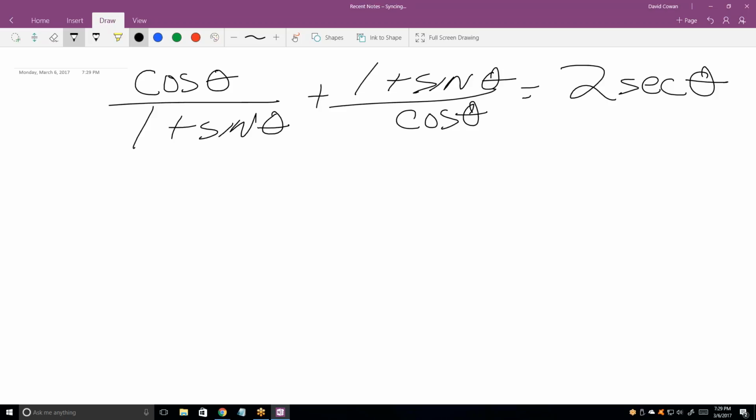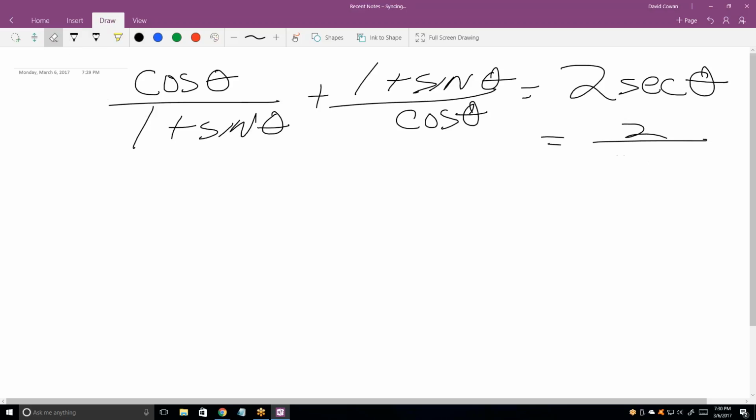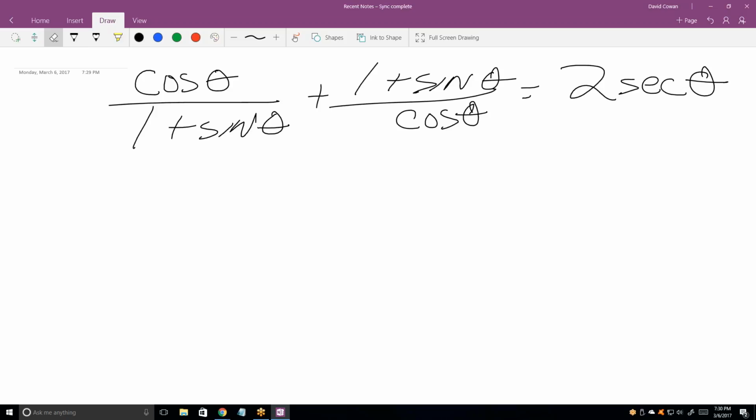Well, I think I'd be inclined to just add those two fractions, knowing that what I'm trying to produce is actually this, right? Which has cosine in it. So if I just do the algebra, I should end up with 2 over cosine theta. So help me do the algebra.